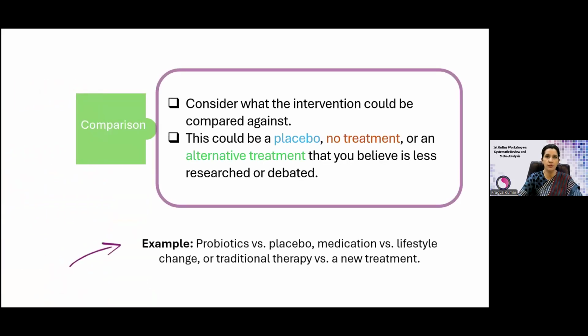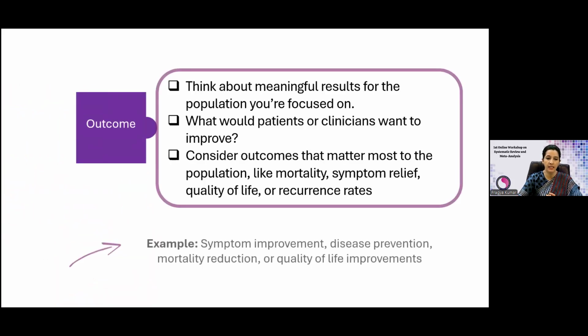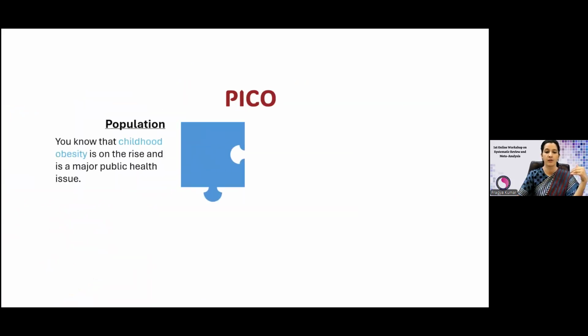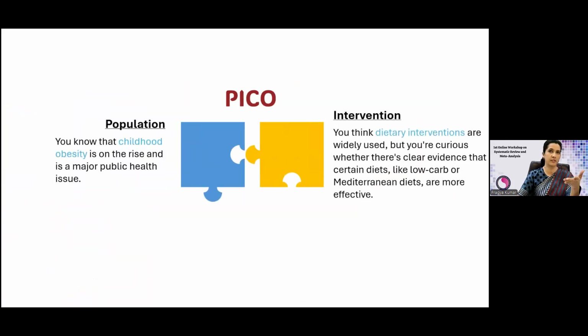And then I can choose a comparison. It can be a placebo. It can be no treatment, although no treatment and placebo these days are not ethical. So generally we give the standard method of treatment along with the newer treatment. And then you can define the outcome. So if we are brainstorming based upon our understanding, we might come up with a research question which we think should be explored. Again, this is based on this PICO format.